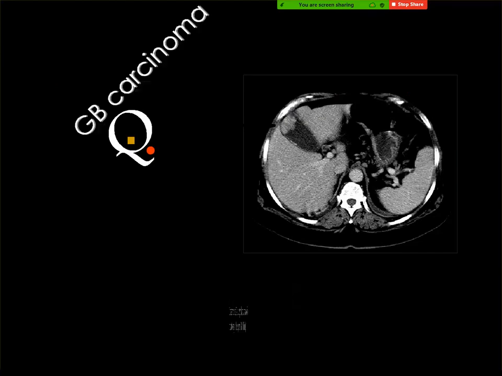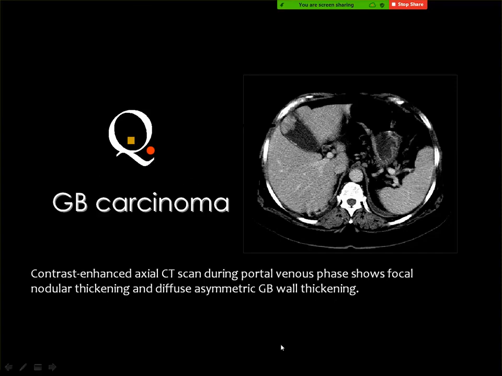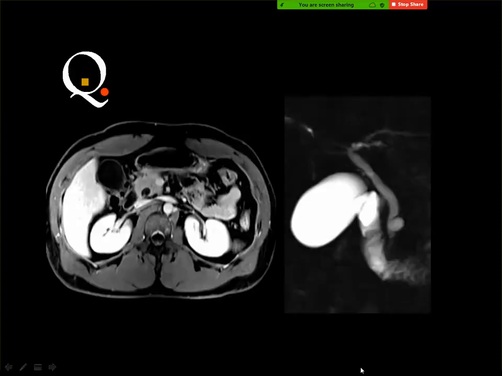Gallbladder carcinoma. Very good. And this is gallbladder cancer, a mass at the fundus of the gallbladder. Adenomyosis? No. Choledochocele type?